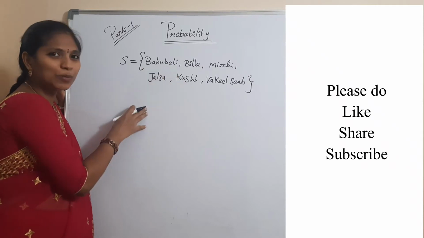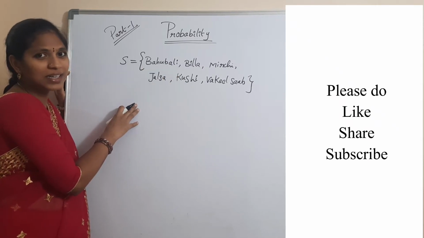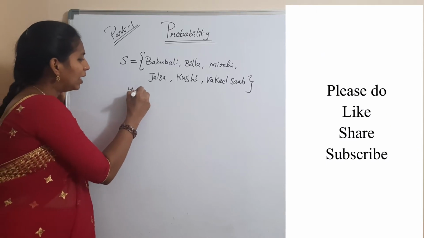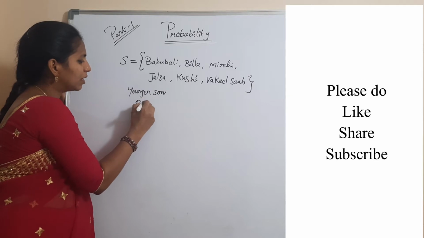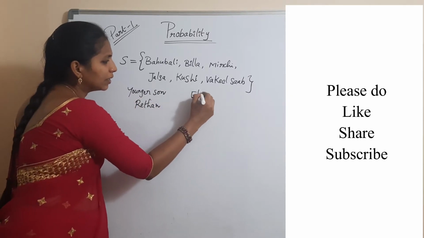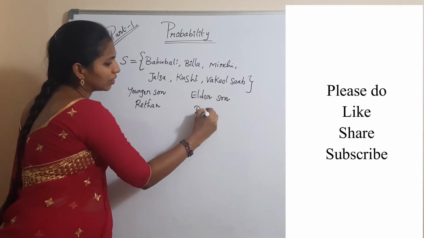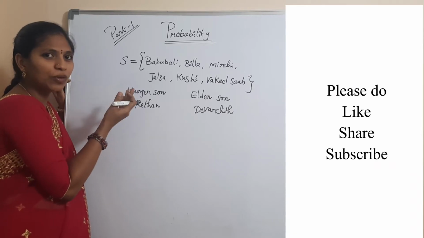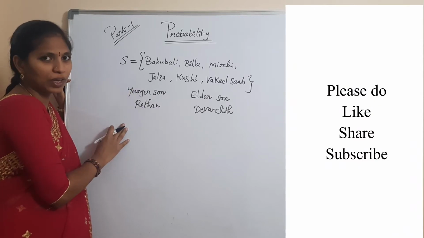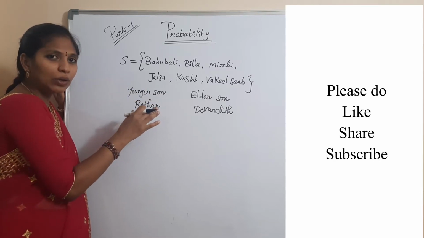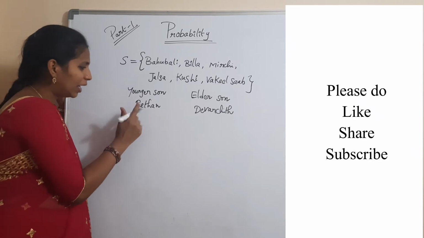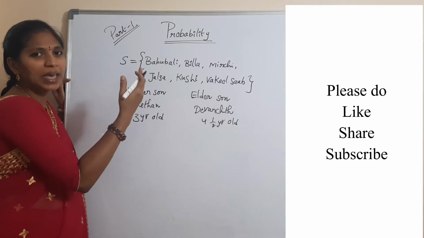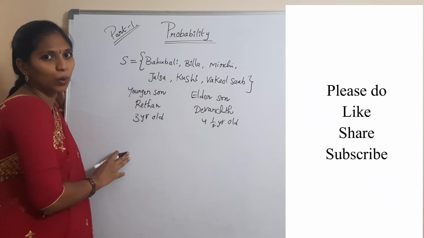Why have I chosen these 6 movies in my folder? Because my younger son's favorite hero is Prabhas and my elder son's favorite hero is Pawan Kalyan. Younger son's name is Retan and elder son's name is Devarchit. Who is the favorite hero of Retan? Prabhas. So obviously Retan wants to see a Prabhas movie. But they are unable to read the names because he is 3 years old and he is 4.5 years old. They don't know the names of those files to open.